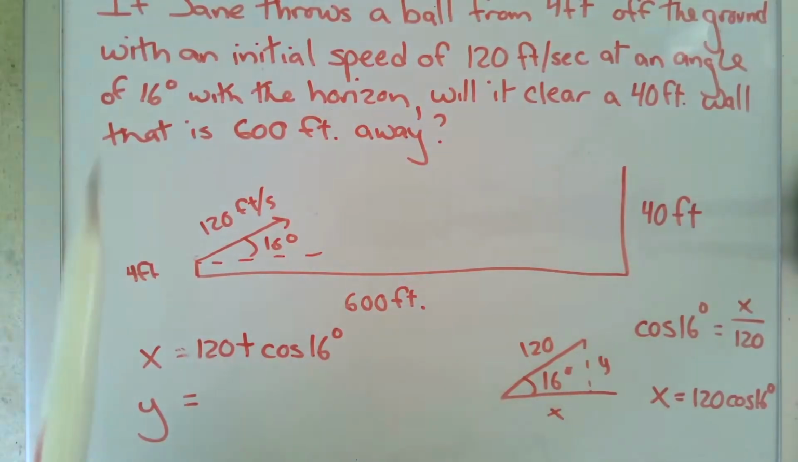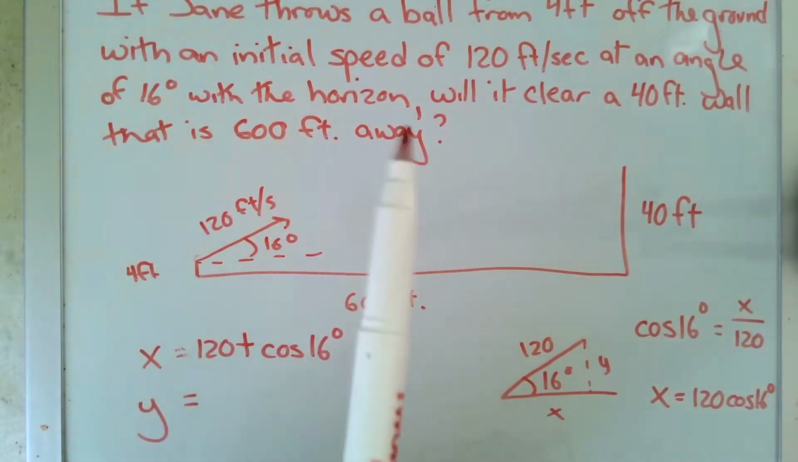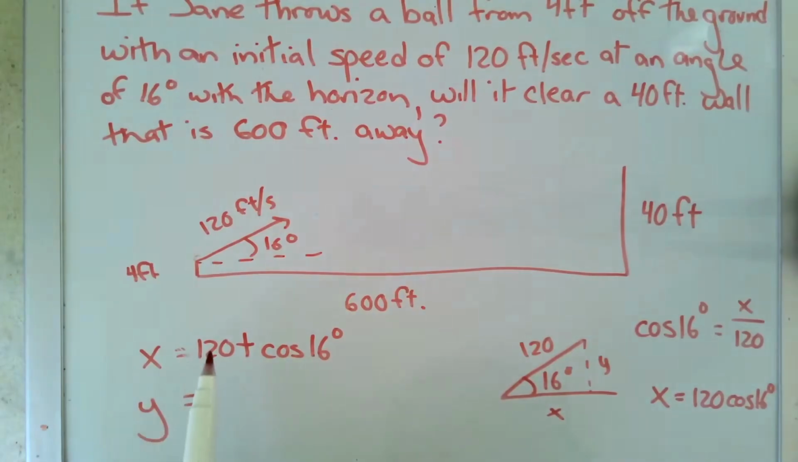Now, is there anything else I need to consider there? No, we weren't given any other adjustments to the horizontal motion. When I go to create my vertical motion, you can see that I'll use the same logic, but with my y, so that'll be opposite, which means sine: 120t times the sine of 16 degrees.